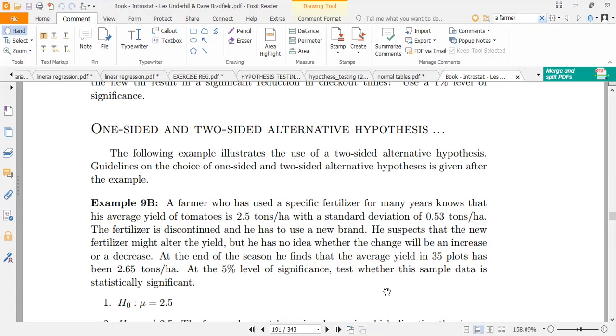So I want us to identify 5 things. Number 1, what can you see in there? What have we been given?